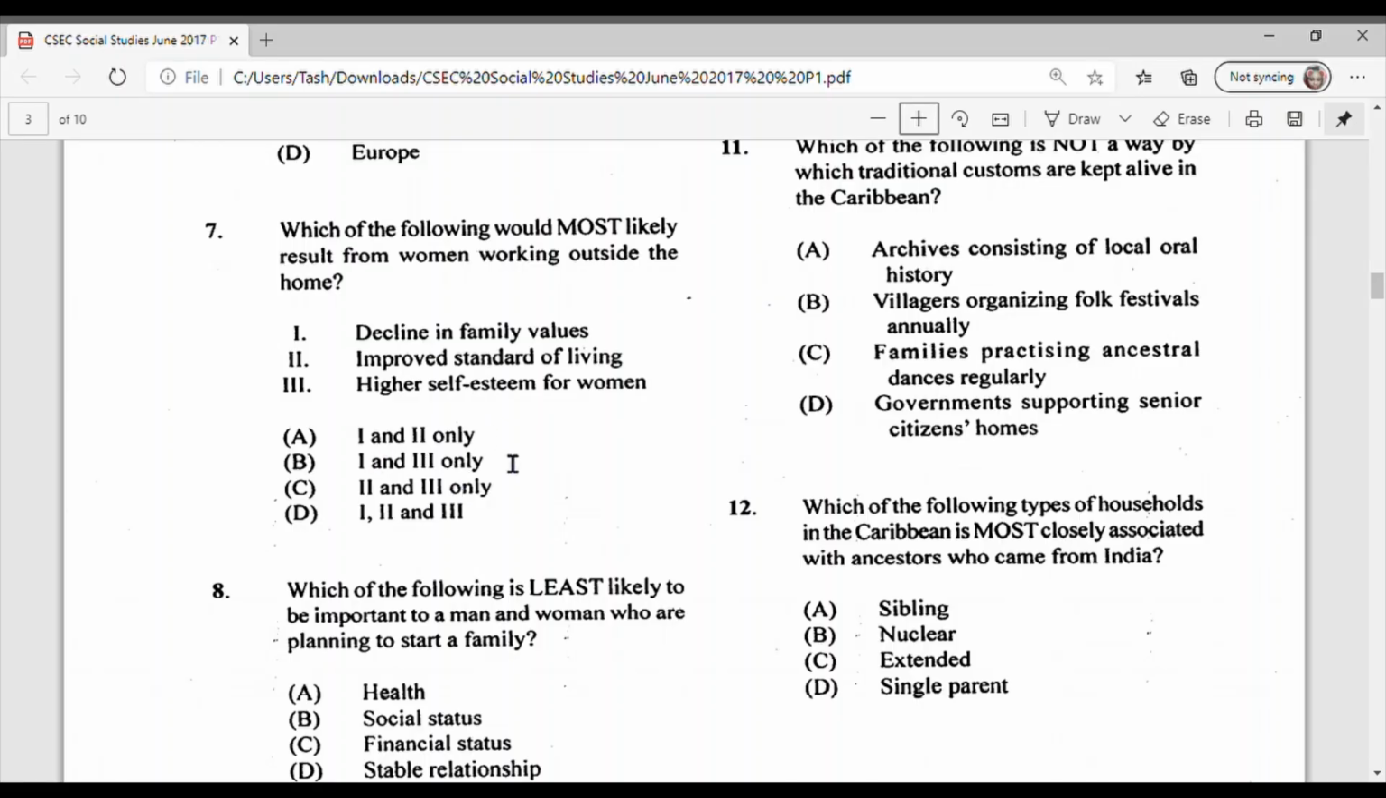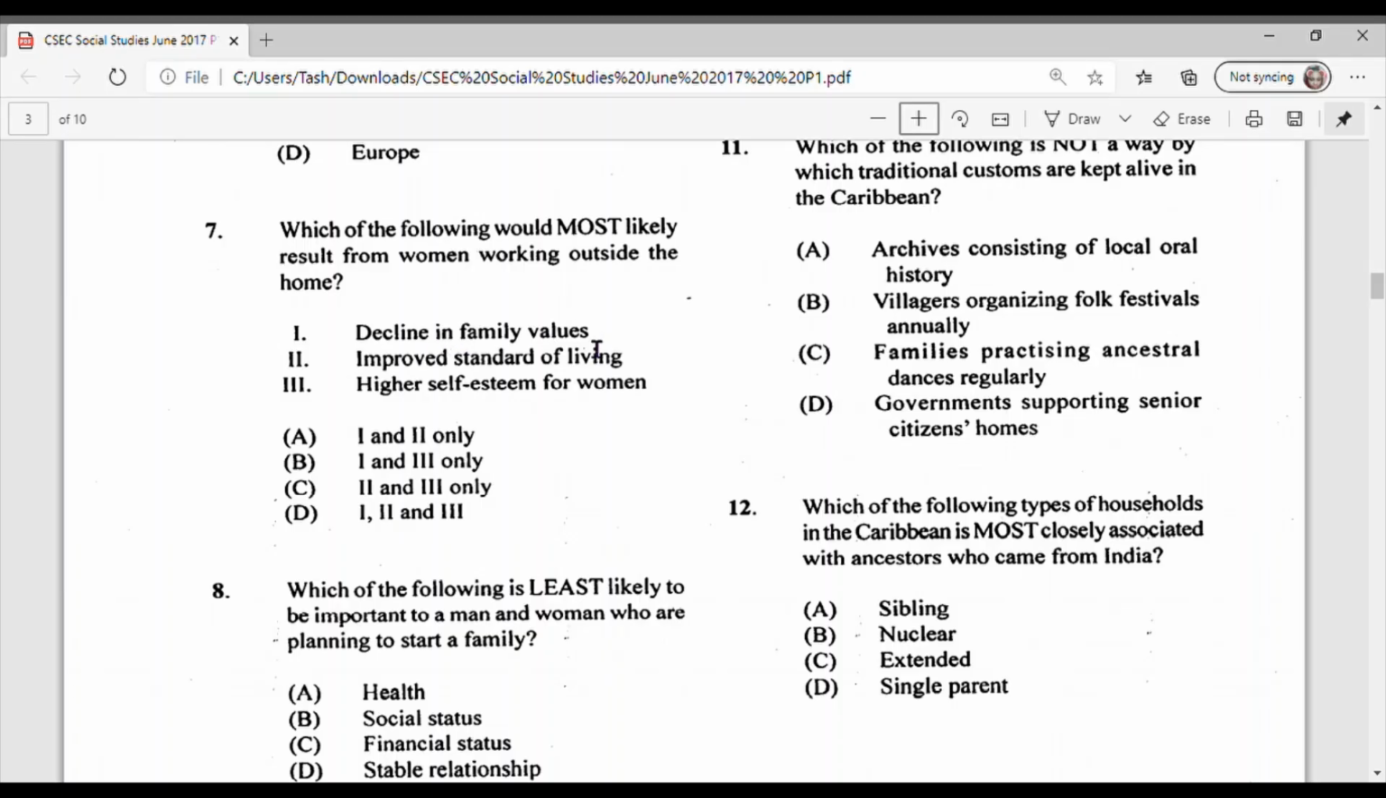If we were to use the process of elimination, we would already take letter A out and have B, C, and D left. If the woman is outside working, it means that you now have more money to utilize within the home, so your general standard of living is going to improve as well. So from elimination, you need to have 2 and 3 in your response. So that would have been letter C as well as letter D. So that means we have to look at number 1 as well, decline in family values.